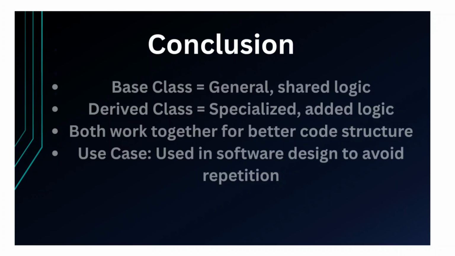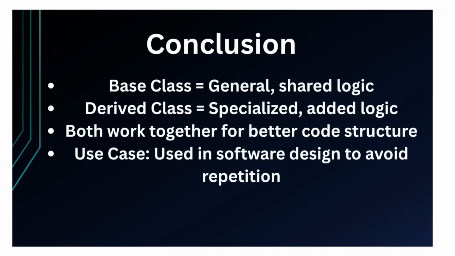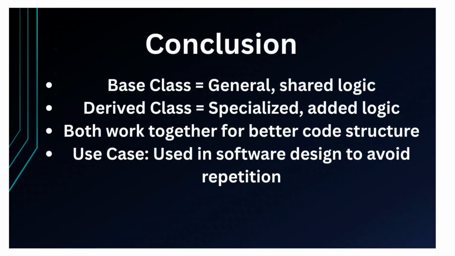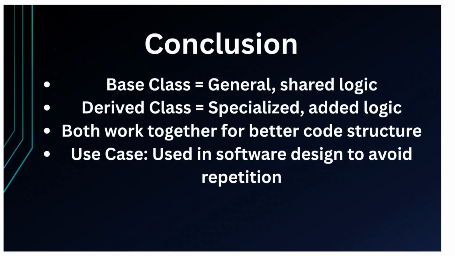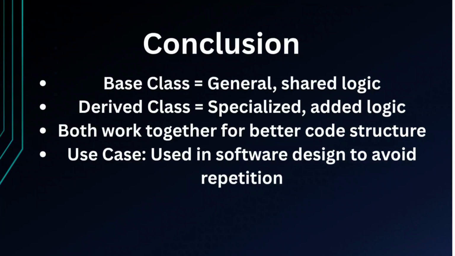Conclusion. To wrap up, the base class represents the general, shared logic. The derived class represents the specialized, added logic. They work together to create a better, more organized code structure. Their primary use case in software design is to avoid repetition, making code reusable and maintainable.